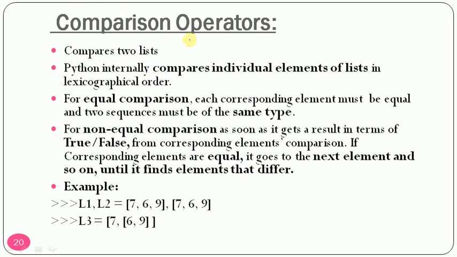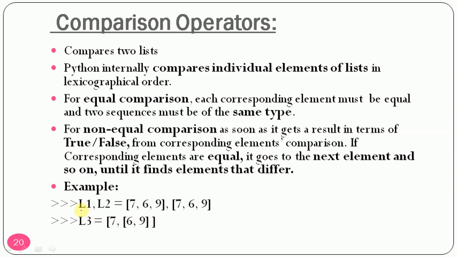Now comparison operators. Comparison, as we all know, uses the equal sign, greater than, less than, these symbols. When we compare two lists, individual elements are compared using lexicographical order. For equal comparison, each element is checked for equality. For non-equal comparison, the elements are checked for a true or false value until a difference is found.